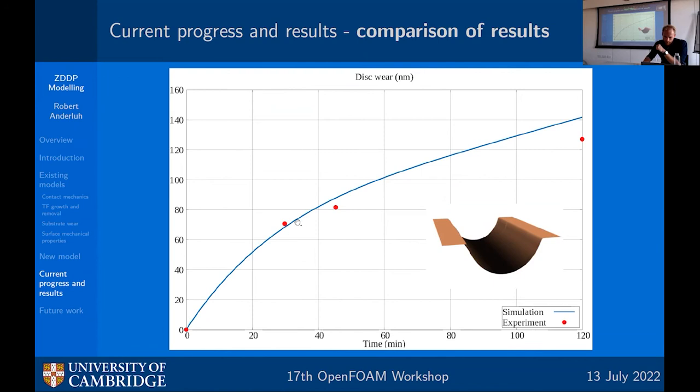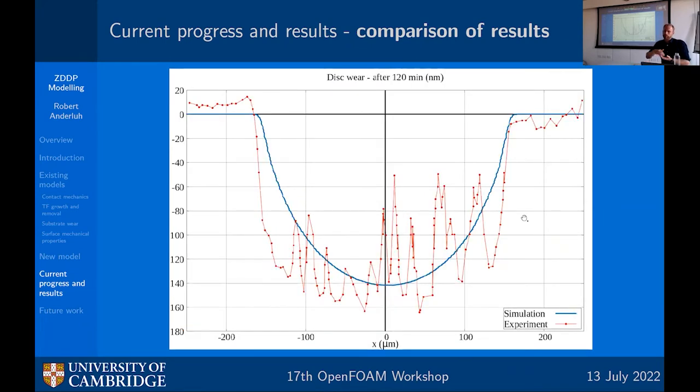So basically the red dots were, as I mentioned, the results they got by scanning the surface of the disc after removing the surfaces out of the contact after 30 minutes, 45 minutes, and 2 hours. And this is the wear profile after a two-hour experiment from my simulation and from their experiment. And you might notice something here. Obviously, they have an actual rough surface. This is not very rough, by the way. This is an almost perfectly smooth surface, especially the sides.